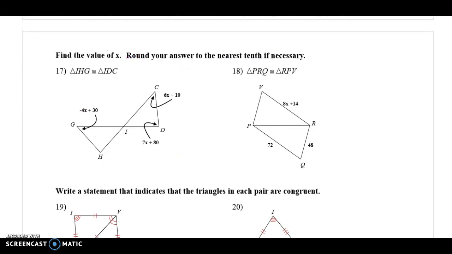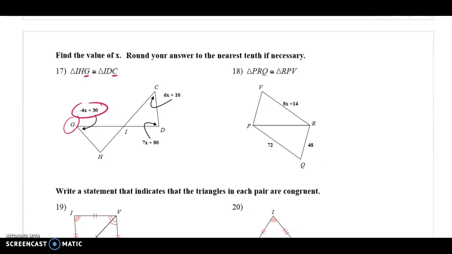And 18, find the value of x, round to the nearest tenth if necessary. This statement here tells me that G, which is by itself over here, is actually going to be congruent to C. If G is negative 4x plus 30, then C, 6x plus 10, so negative 4x plus 30 should equal 6x plus 10. You solve the problem to find the value of x.